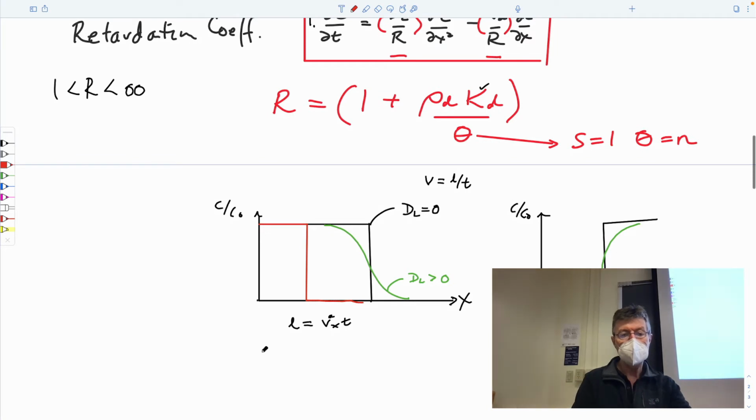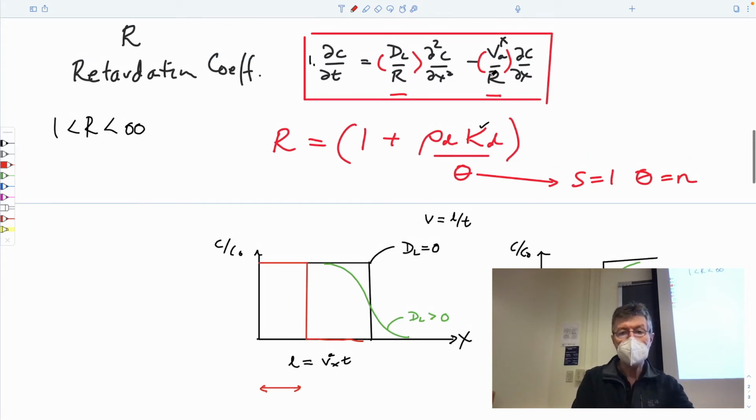And I suppose the length would be given by our retarded coefficient, which is the velocity divided by R. So the length traveled is equal to the velocity divided by R times time. R is always greater than 1, and so it lags behind. This retardation is just a function of the value of the retardation coefficient, not surprisingly.